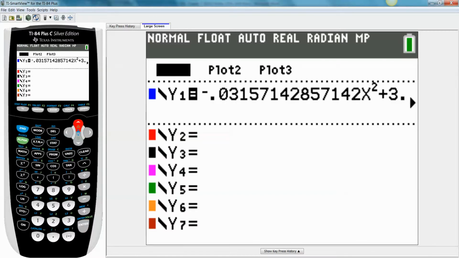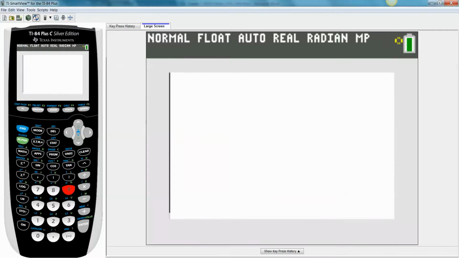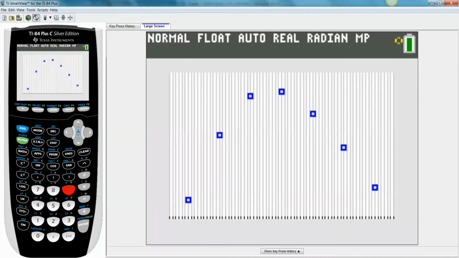Then I also want to have the scatter plot on, so I want to go up to plot 1 and press Enter. That way it's nice and dark, and that'll turn on the stat plot. And then to make a window, I press Zoom, and see at the bottom, Zoom Stat, number 9. So if I hit 9, it'll make a window that automatically fits my data. So there's the data, and then there is the regression equation. And I can see that it's doing a really good job of matching those points.